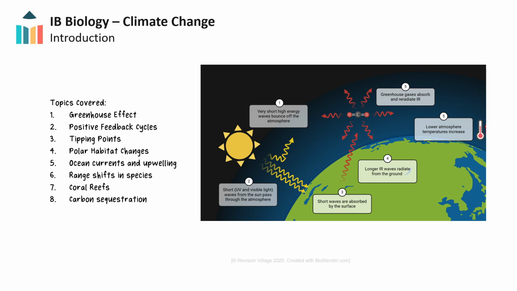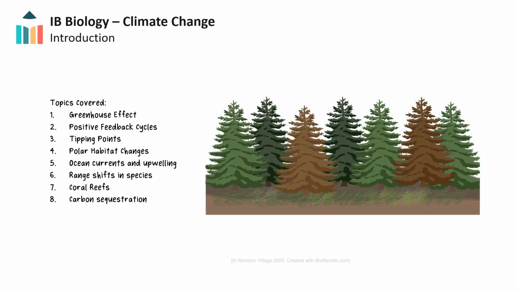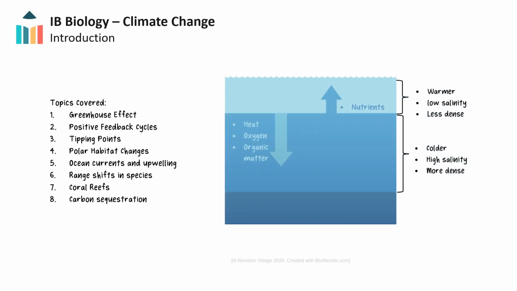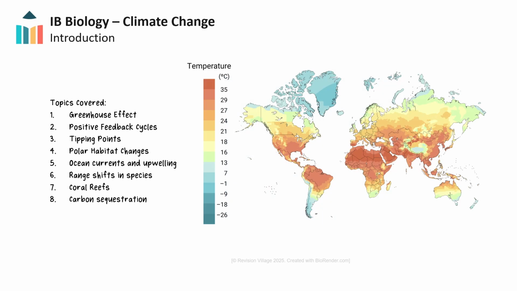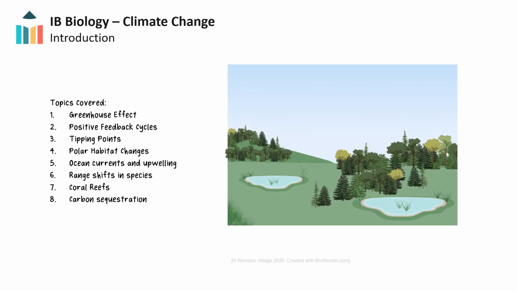Climate change stresses already complex ecosystems. In this video, we'll cover the greenhouse effect and human impacts, positive feedback loops that accelerate warming, boreal forest tipping points turning forests into carbon sources, polar ice melt affecting species and habitats, ocean currents disrupting nutrient cycles, species range shifts due to rising temperatures, coral reef collapse from acidification and bleaching, and carbon sequestration through forests and wetlands. These are some of the key concepts covered in the IB biology syllabus.